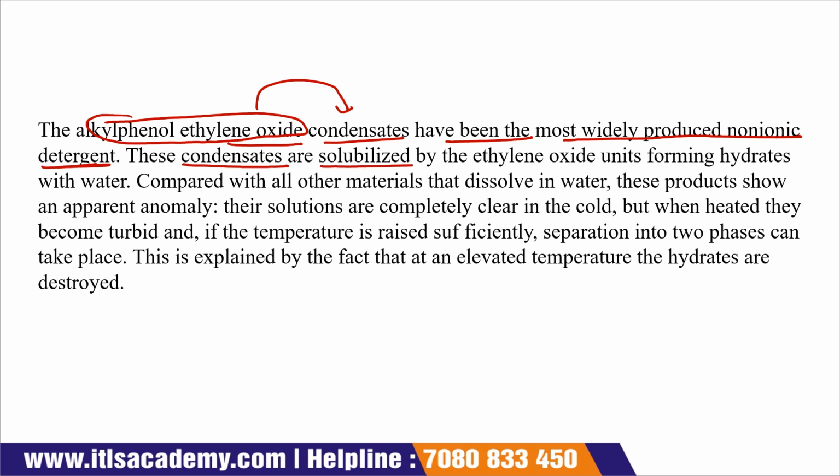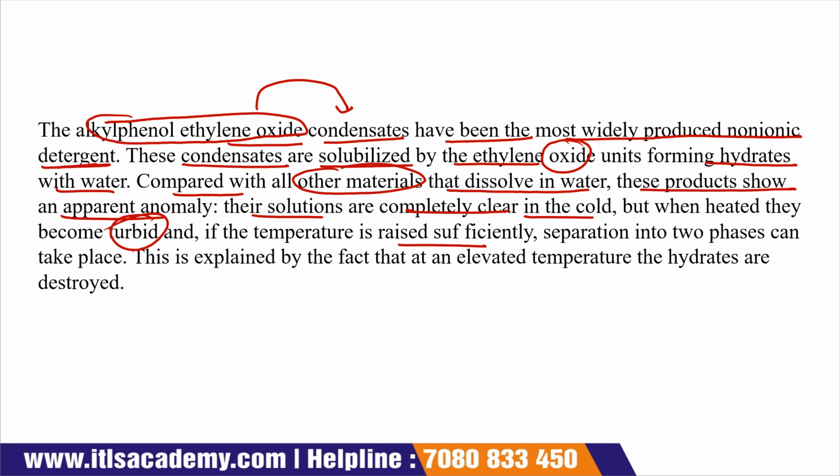These condensates are solubilized by the ethylene oxide units and form a hydrate with the water. Compared with all other types of detergents, when they are dissolved in water, the product shows an apparent anomaly. Their solutions are completely clear in cold water, but when heated, they become turbid. When the temperature is raised sufficiently, a separation takes place between two phases, one clear and one turbid. This is explained by the fact that with an elevation in temperature, the hydrates are destroyed.